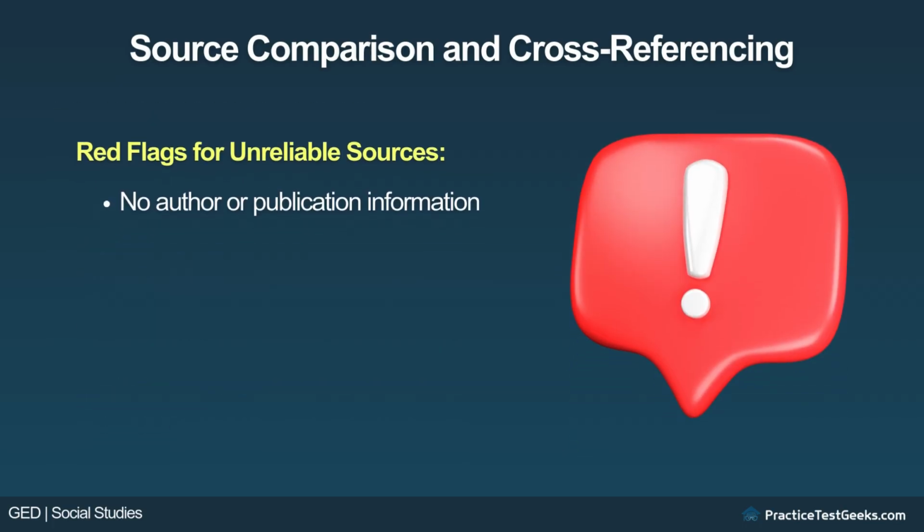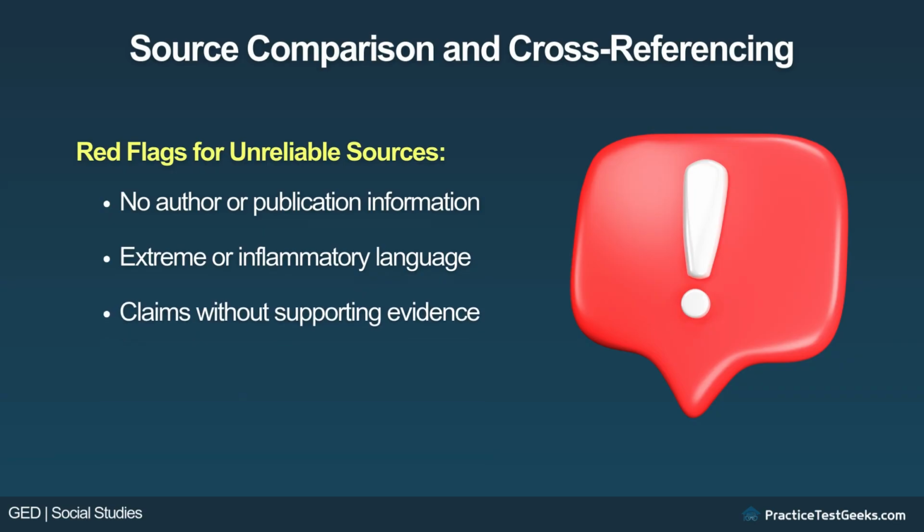Watch for red flags that indicate unreliable sources. No author or publication information makes it impossible to verify credibility. Extreme or inflammatory language suggests bias rather than objective reporting. Claims without supporting evidence cannot be verified or trusted. Sources that contradict established historical facts require extra scrutiny and verification from other sources.